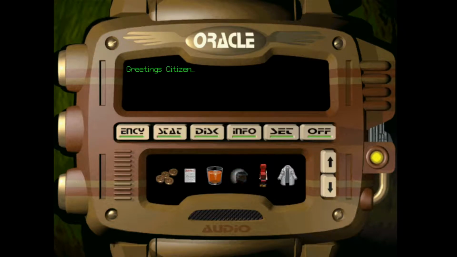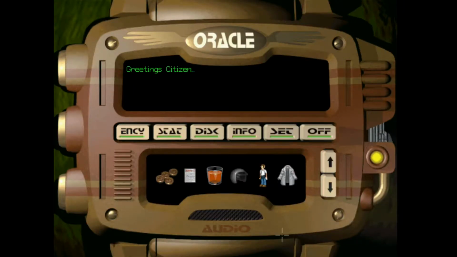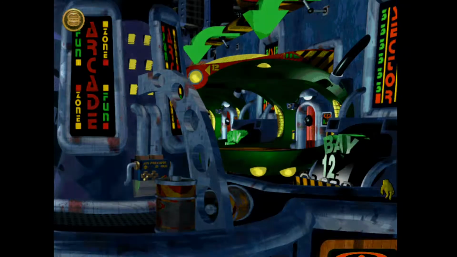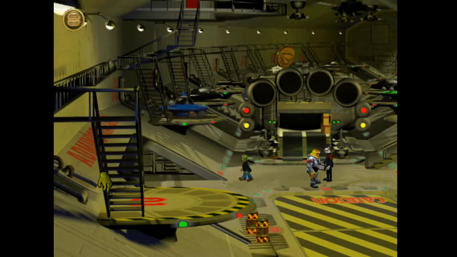Let's do a little bit of inventory noodling. I've got no time to experiment with strange combinations. I do like this commentary on adventure game procedures. But there's not much use I can make of any of those. I guess my last recourse is giving a man a drink. So let's try that. Actually, while we're here, let's try the security door again. I definitely don't want to get into a conversation with those two folks, as you might remember the length of that.